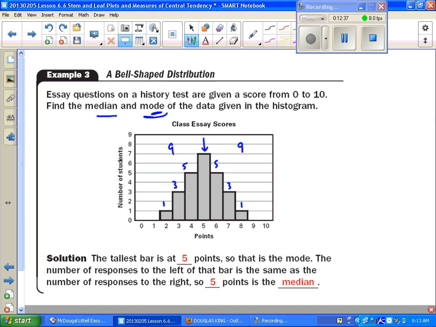Also, finding the mode is finding the one that shows up the most. The highest bar in this case says that there are 7 scores of 5, so 5 would be the mode as well. So if your bars are balanced like this, you can quickly find the median as well as the mode. Both of those are 5.